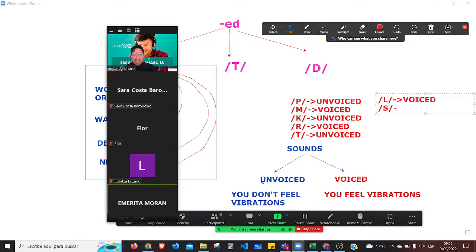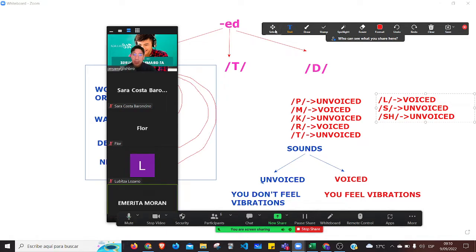What about S, S, S, S? Voiced or unvoiced? Unvoiced. What about this H? Voiced or unvoiced? Shh. So now you can recognize which one is voiced and unvoiced. Is that true? Yeah, you can recognize.